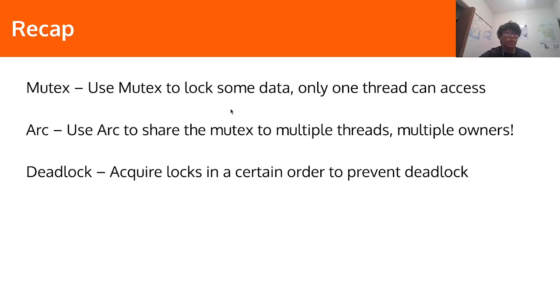So to recap, we talked about three main things today. We use mutex. The mutex is to lock the data so that only one thread can access it, right? And then we use arc to wrap the mutex so that multiple threads can have ownership of this same mutex. And then lastly, we talked about this problem called deadlock, and the way to solve deadlock is to acquire the locks in a certain order.